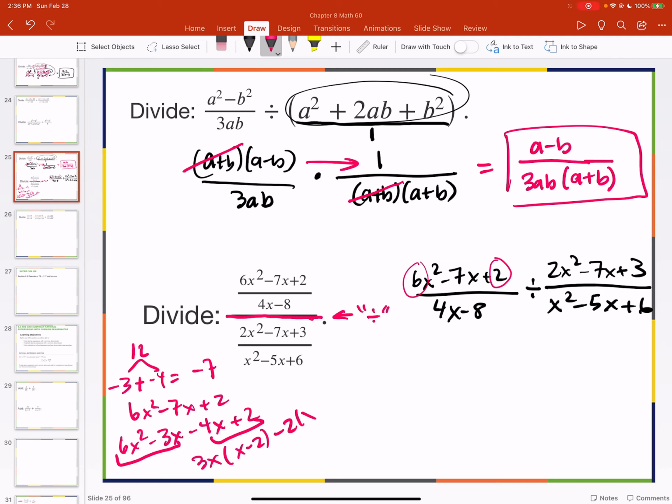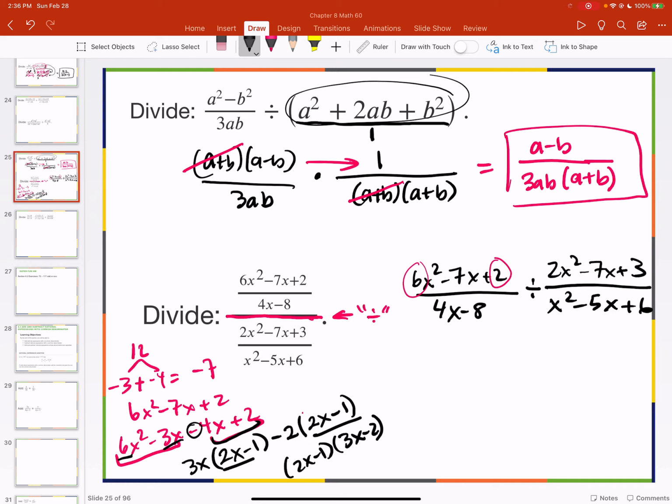Did I factor something wrong? Oh, yes, I did. Sorry. I totally factored it wrong right here. I'm like, why isn't this working? Okay, so here I took a GCF out of 3x. That left me with 2x minus 1. Here I take a GCF of -2 because there's a negative in there. And then that gives me 2x minus 1. And now my factors are 2x minus 1, 3x minus 2.